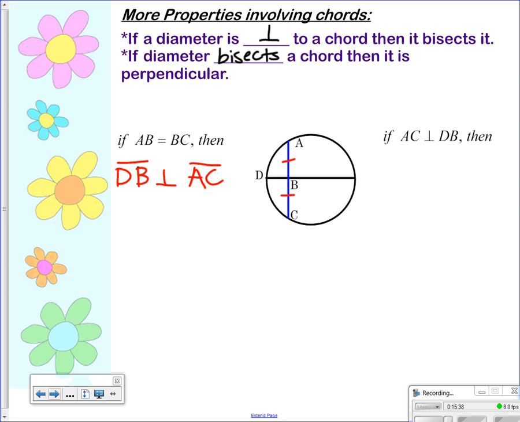Okay, now we're going to say it the other way around. If AC is perpendicular to DB, so that tells me that there's a right angle. So that would be the first one. I know the diameter is perpendicular to a chord. Then what do I know? AB equals BC.